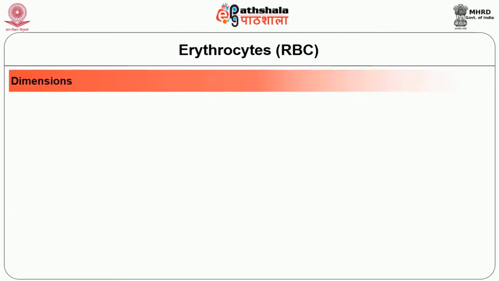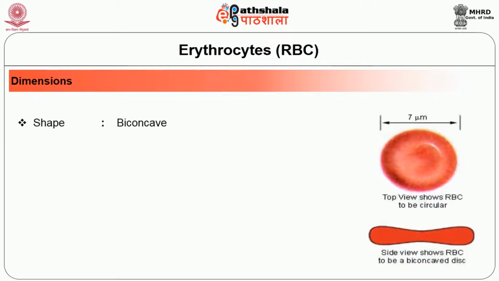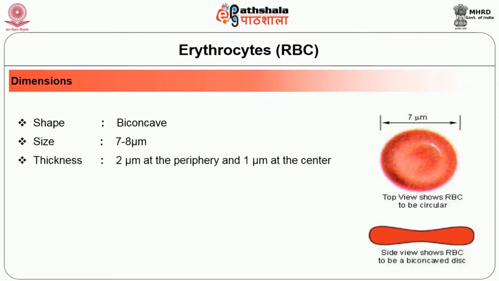Now next is the dimensions. If you follow along with figure 1, you can see that the shape is biconcave and the size is 7 to 8 micrometers. The thickness is only 2 micrometers at the periphery, while it is 1 at the center. The surface area is 120 square meters and the volume is 85 to 90 cubic micrometers.